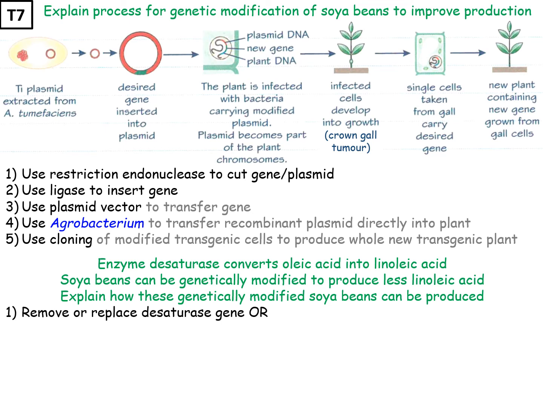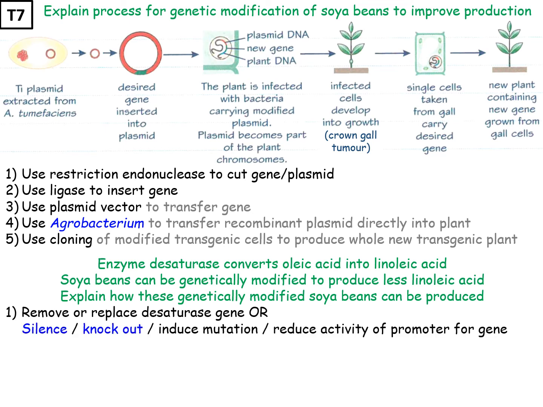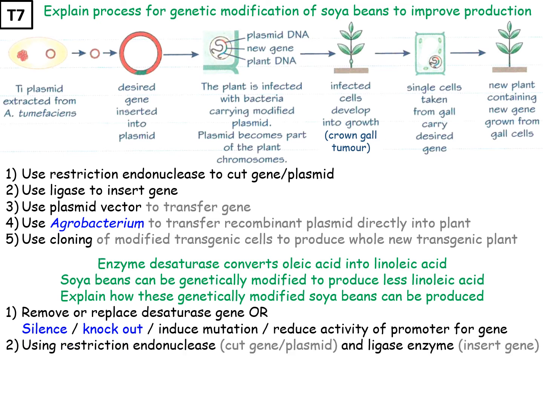So you can remove or replace the desaturase gene, or silence or knock out the gene, or induce a mutation in the gene so that it's not functional, or reduce the activity of the promoter of the gene. And then use restriction endonuclease to cut the gene in the plasmid, producing the same sticky ends, and then use ligase enzyme to stick those sticky ends together to insert the gene into the plasmid.